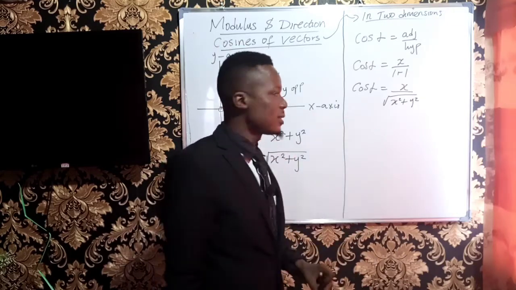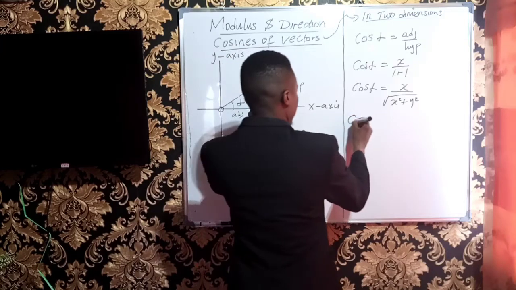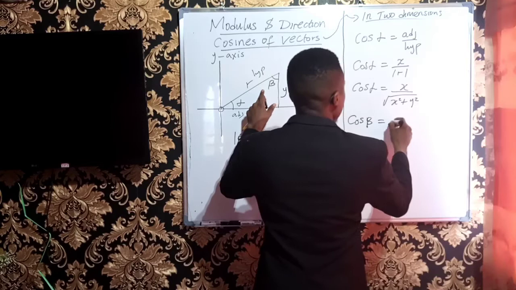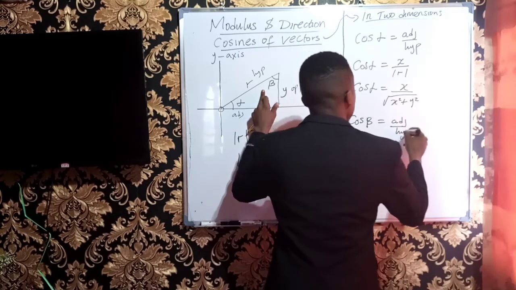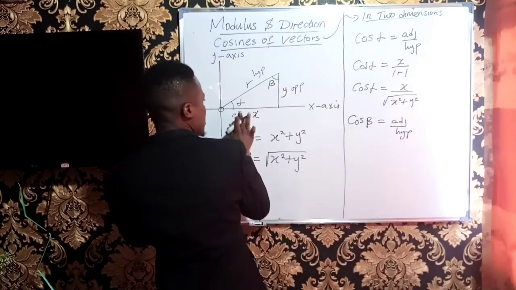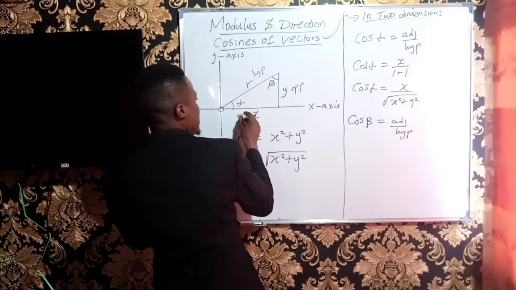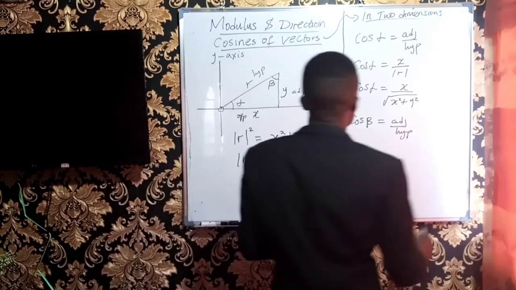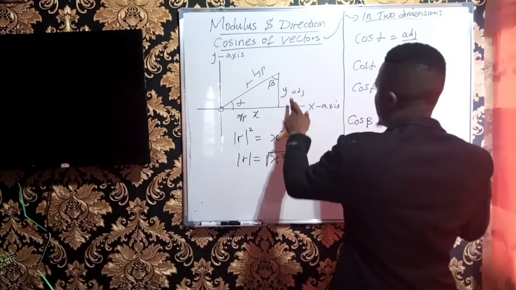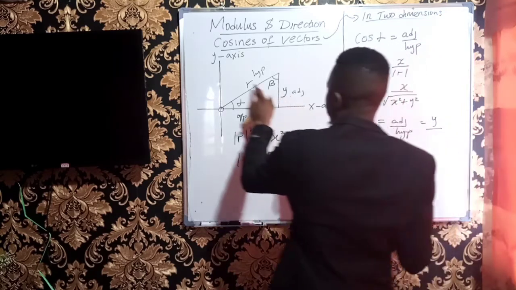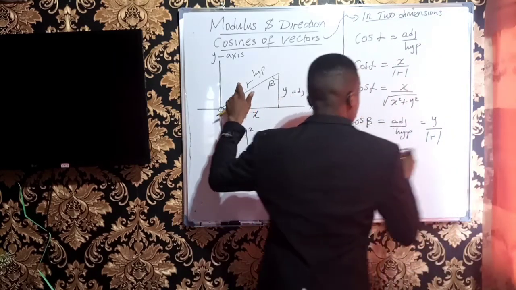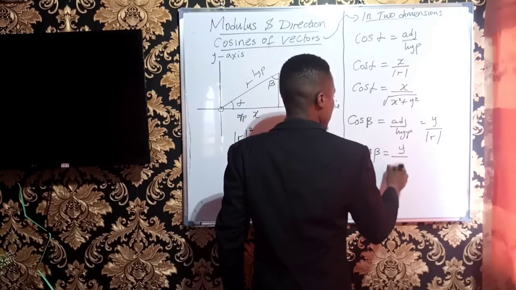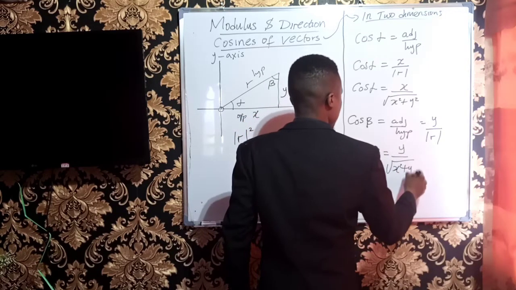What if I want to get beta? Cos beta this time around will still be adjacent over hypotenuse. But when I'm talking about beta, here becomes the opposite to beta because this side is facing it. Then here turns to be the adjacent to the angle here. So my adjacent is now y over hypotenuse, which is modulus of r. Hence, cos beta will be y over square root of x squared plus y squared.